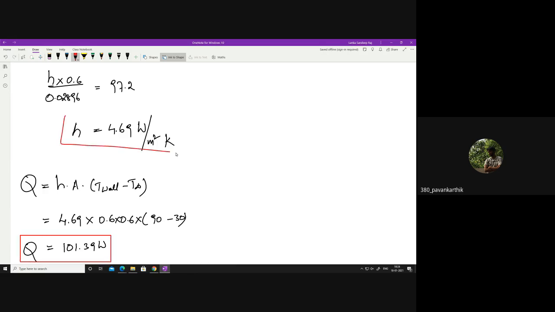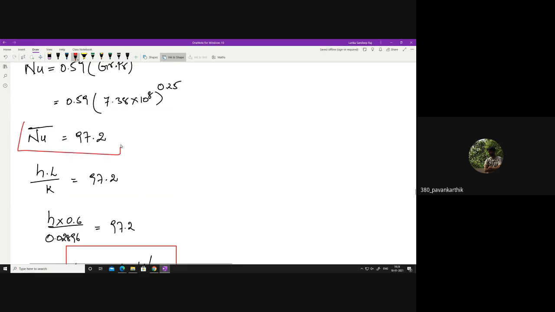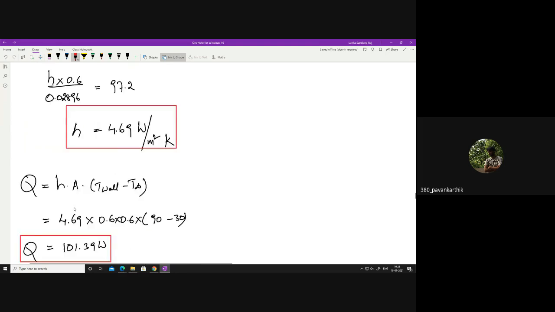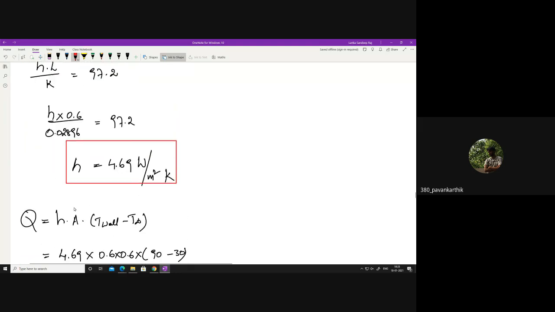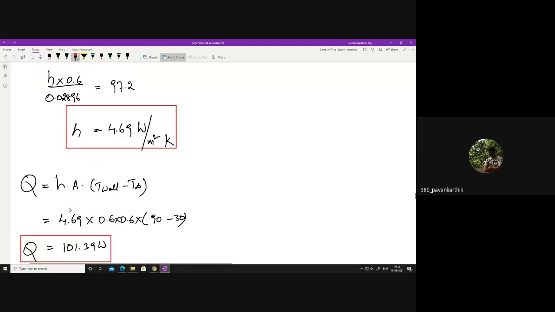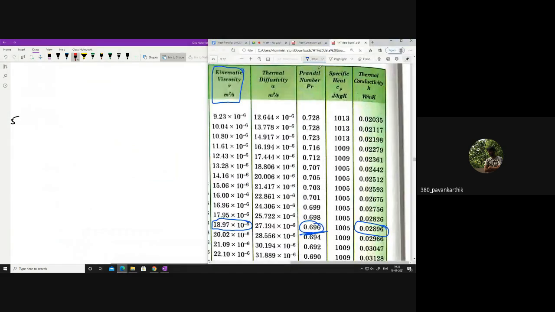Apart from this, H is also an important thing. Nu also is an important thing. So put all of them in a box for the evaluator. It will be very clear. Right, so that is how you will find out the H value using the first correlation I told you. You can also use the second correlation. Let us use that also to solve this problem so that you'll get clarity.